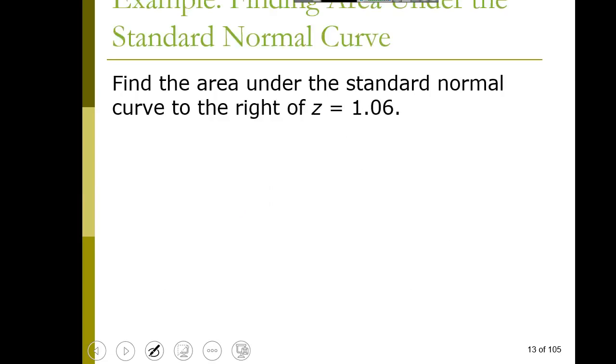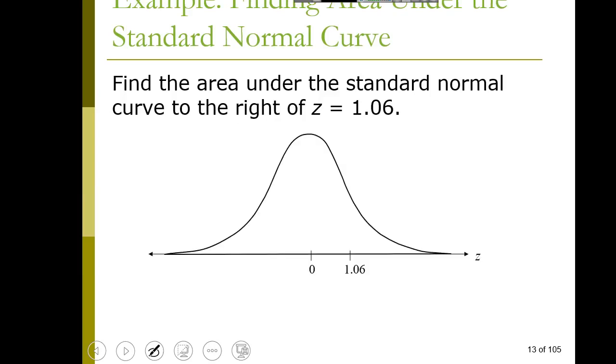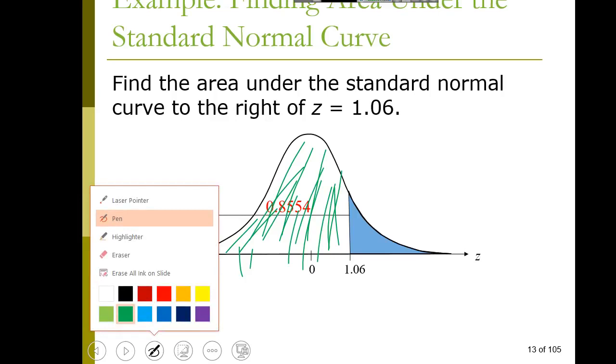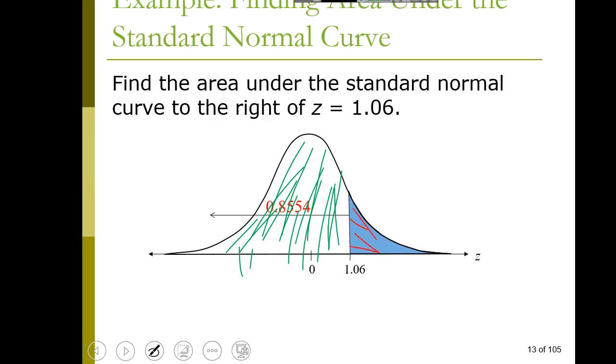Find the area under the standard normal curve to the right of z equal to 1.06. So you have 1.06 here, and you will get the value of 0.8554, which is actually this area, and you are going to determine the area of this other region. So what you do is just subtract 1 minus 0.8554.